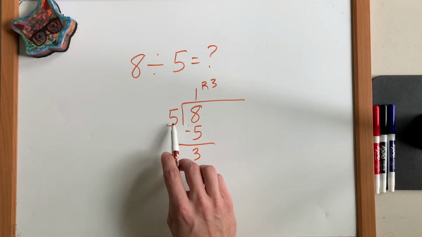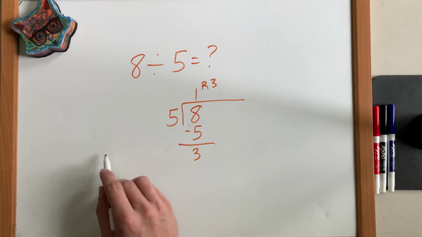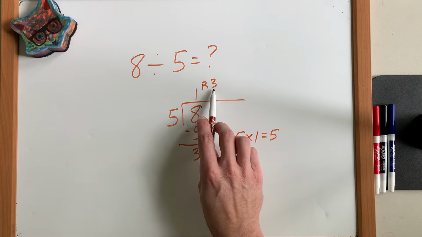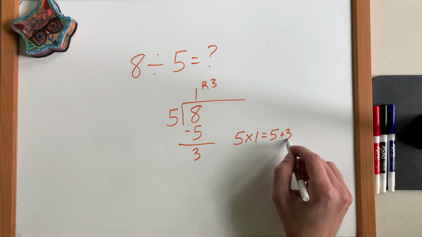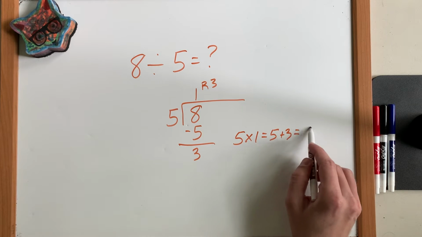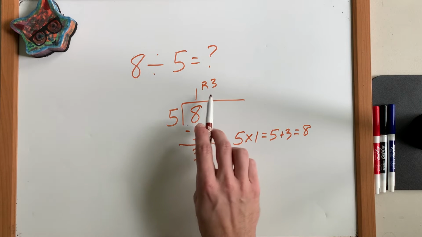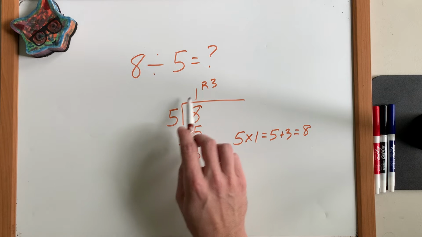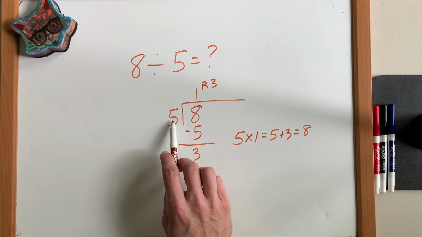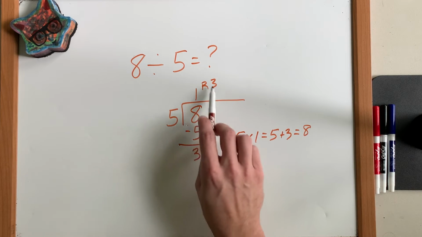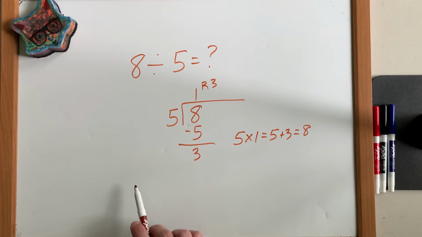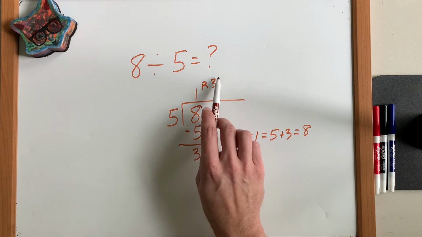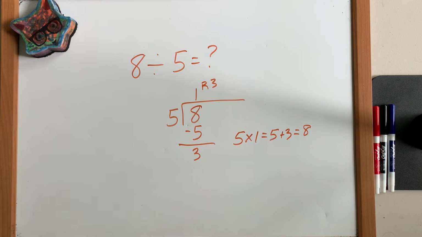And one way you can think about this is 5 times 1, let's do that over here, 5 times 1 equals 5, and then since there's 3 left over, we can add that on the end, and now we get 5 plus 3 is 8. Why can we do that? Well, let's remember that this problem is read as division this way. 8 divided by 5 is going to equal the answer up here. If I run that backwards, I get multiplication. 1 times 5 is 5, plus 3 more gives me 8.